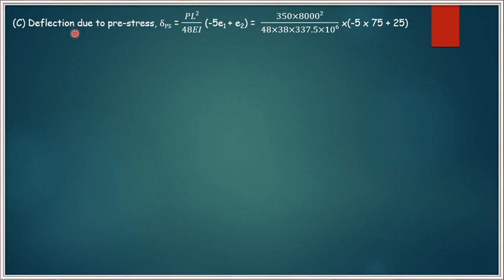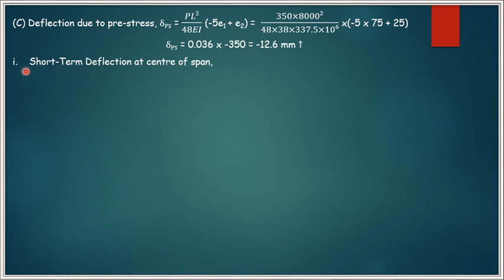In this C part, deflection due to pre-stress, again calculating. So pre-stress is having parabolic nature. The parabolic profile has support at the top end and at mid span it is below, with eccentricity. So PL square by 48 EI into bracket, minus 5 e1 plus e2 bracket closed. So e1 is 75, e2 is 25, that we substitute into the formula and calculate the deflection due to pre-stress, which is acting in the upward direction, which comes out to be minus 12.6 mm, acting in the upward direction.